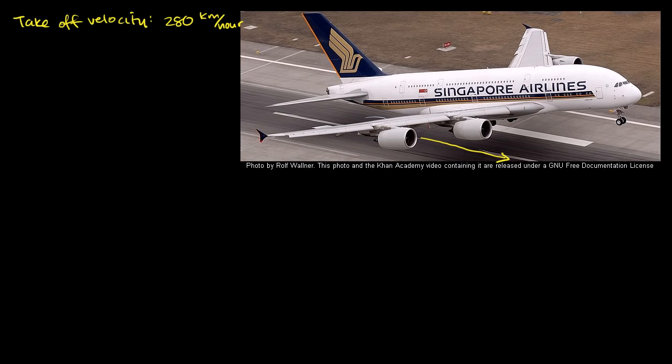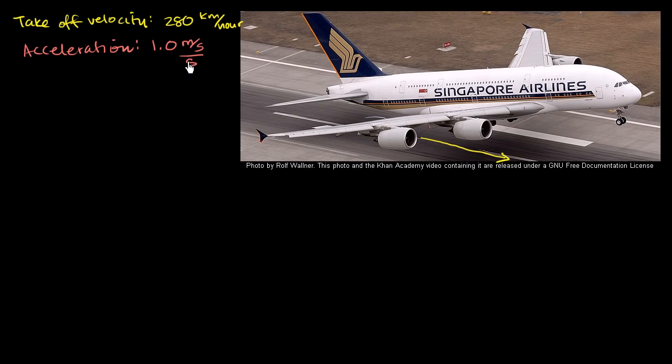And I also looked up its specs, and I'm simplifying it a little bit because it's not going to have a purely constant acceleration. But let's just say from the moment that the pilot says we're taking off to when it actually takes off, it has a constant acceleration. Its engines are able to provide a constant acceleration of 1.0 meters per second per second.